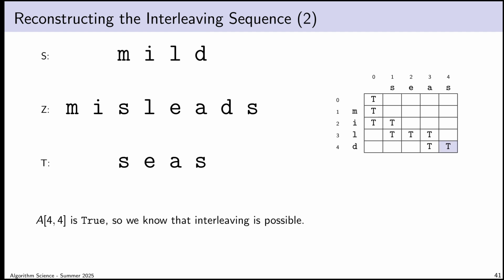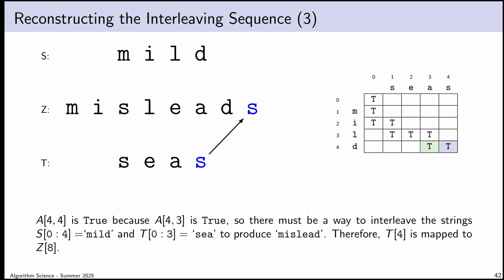So we know that A44 is true, so there is some way of interleaving these strings. And now the question is, can we work backwards from that to find the interleaving sequence? Okay, so what we do is what we did last time, basically, which is we use our knowledge of the problem, we use our knowledge of the input strings, and we use our knowledge of the recurrence to figure out what it means for A44 to be true.